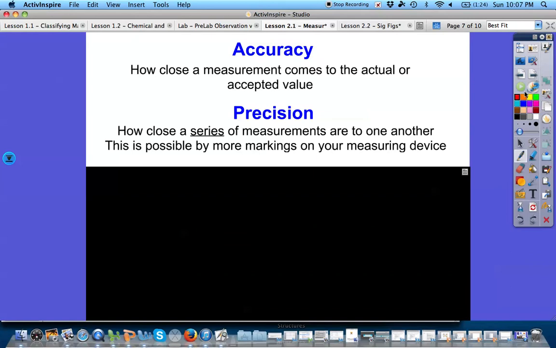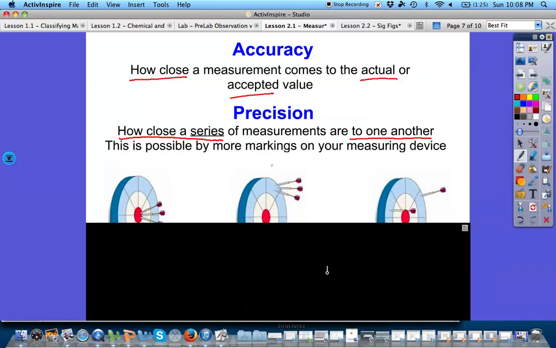Accuracy and precision. So accuracy is how close a measurement comes to the actual or the accepted value. Precision is how close a series of measurements are to one another. And this is possible by making more markings on your measuring device.